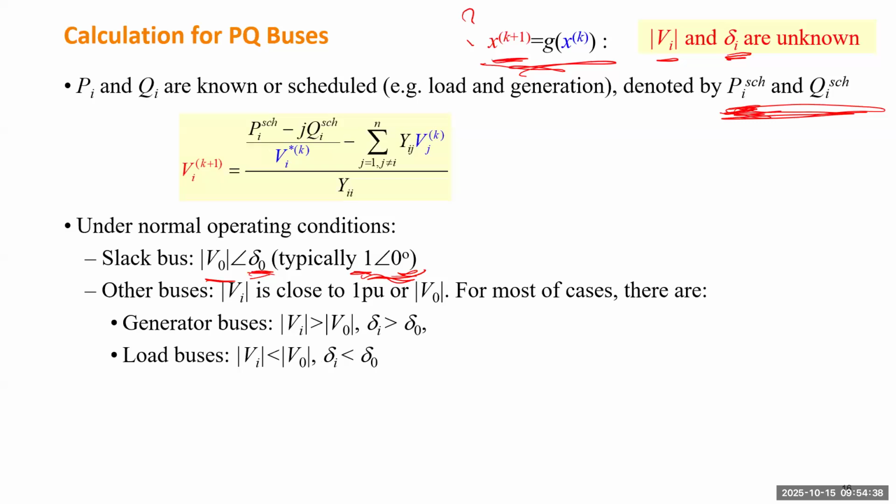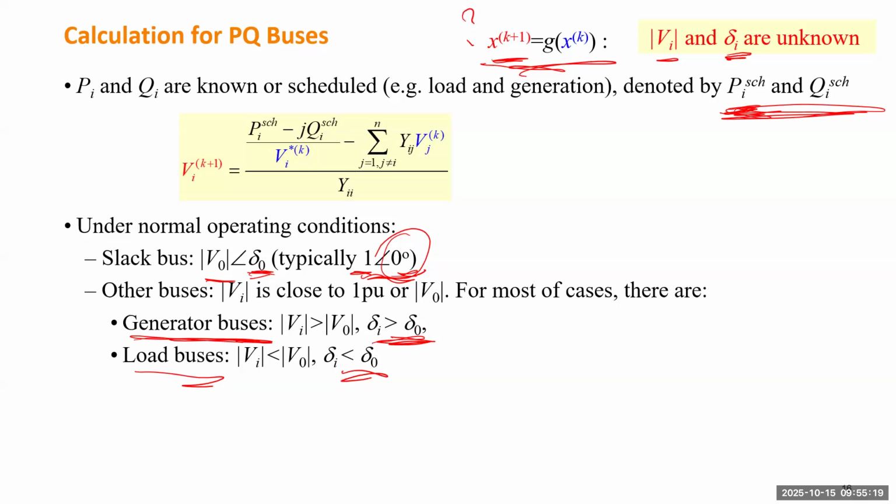For other buses in your system, if it's a generator bus, usually the angle needs to be slightly bigger than the slack bus, because in order to deliver active power from one area to another area, you need to have an increased angle. So generator buses will have relatively higher angle compared to load buses. If we assume the slack bus to be 0, like a mean value of the angle, generator buses need to have slightly higher angle than the slack bus angle, and load buses can have a slightly lower angle.